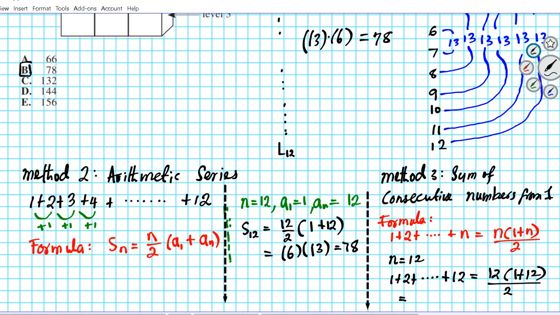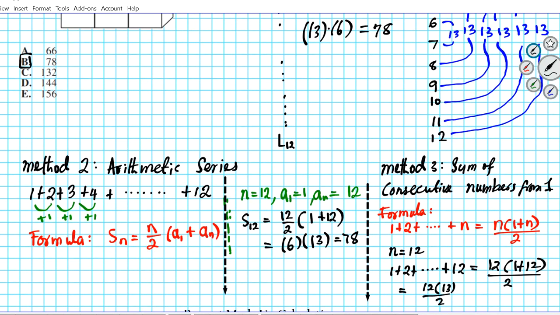We have 12 times 13 over 2, and then you can divide 2 into 12. 2 goes into 12 6 times, and it will basically end up with what we had before. So 2 goes here 1, 2 goes here 6, and you have 6 times 13, and your final answer is going to be 78. All right, so this is the fastest method.